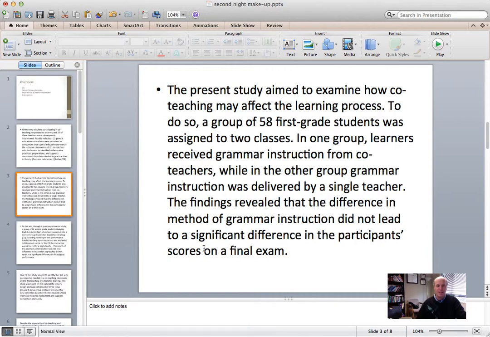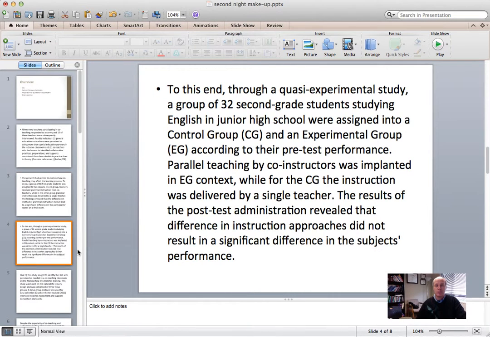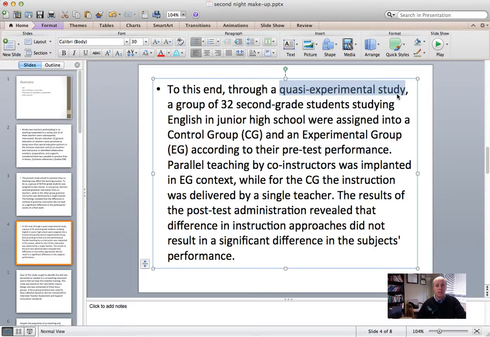Second example. All right, again, primary, 58 first grade students, and they did a final exam, so they're collecting primary source data. Third example. Again, just the fact that they tell you it's a study, an experimental study, is a good clue right there. 32 second grade students, that's a primary source reporting on outcomes of a study with those students.